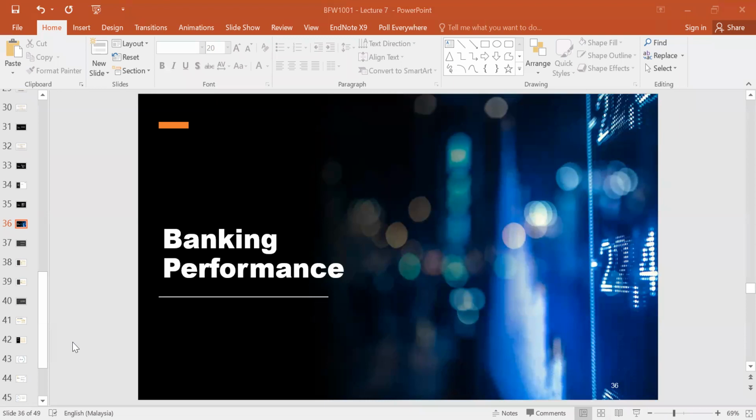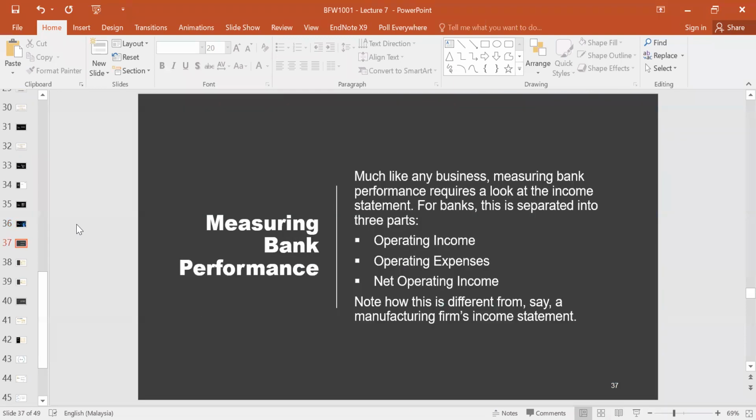In this brief video, we will take a look at some of the indicators commonly used to measure a bank's performance. Quantifying the performance of the commercial bank requires a look at the income statement. For a commercial bank, this can be through three parts: the operating income, the operating cost, and net operating income. This might be a little different from a non-financial firm.